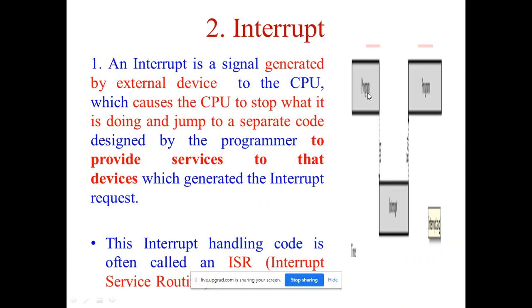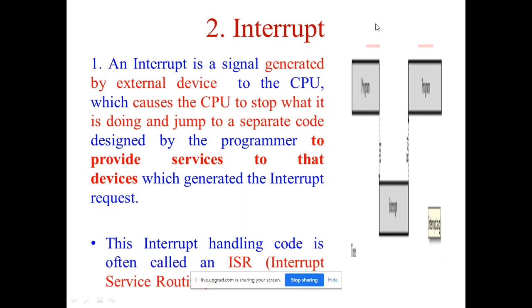Initially the controller executes its main program. When an interrupt arises from any device, at that time the CPU just stops its working and jumps to separate code which is designed by the programmer to provide service to that respective device. For example, the main program is being executed. In between, interrupts come from other sides, meaning from external devices, or from timer 0 or timer 1, or generated from the serial communication.